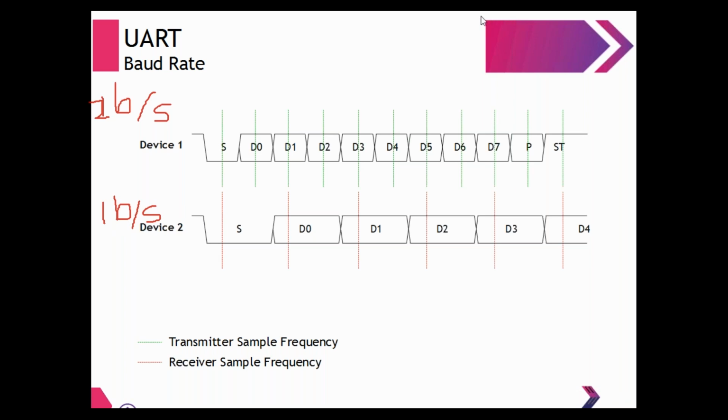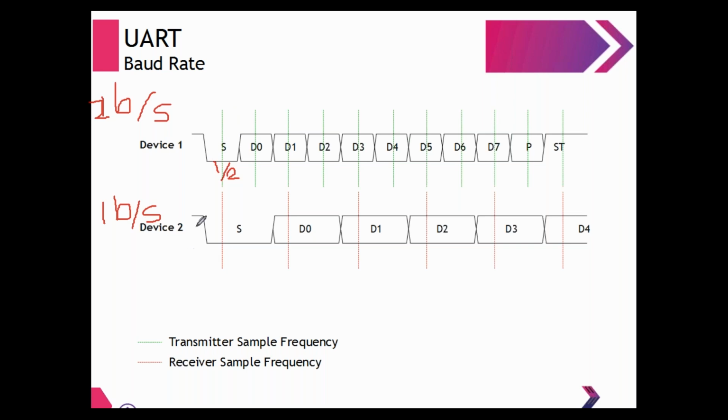So what happened, people? Device 1 transmits the start bit first. How much time will it take to transmit just a start bit? For 2 bits it's 1 second, so for 1 bit it will take half a second, 0.5 second, right? To transmit a start bit, it will take half a second. So within half a second, device 1 will transmit the start bit.